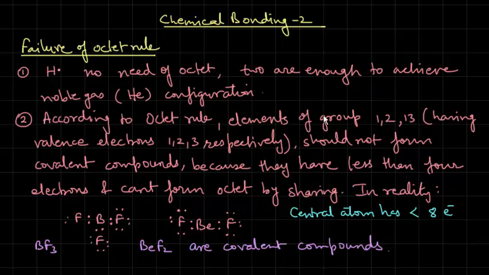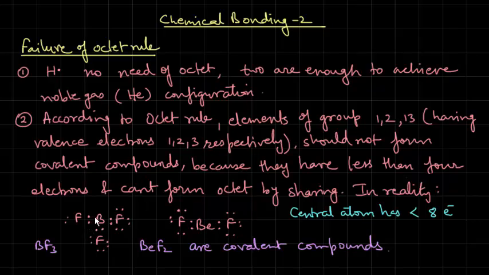Second, according to the octet rule, elements of groups 1, 2 and 13, having valence electrons 1, 2 and 3, should not form covalent compounds because they have less than 4 electrons and cannot form an octet by sharing electrons. But in reality, even elements from groups 1, 2 and 13 do form covalent compounds. Examples are BF3 and BeF2.